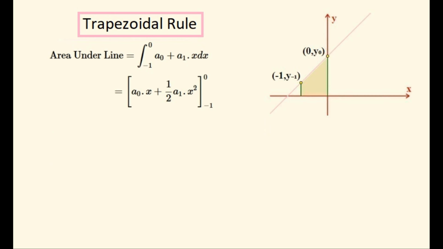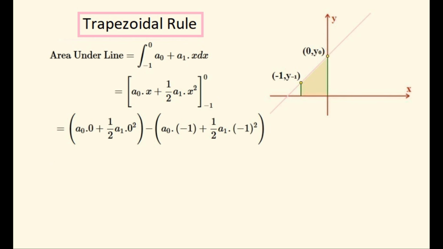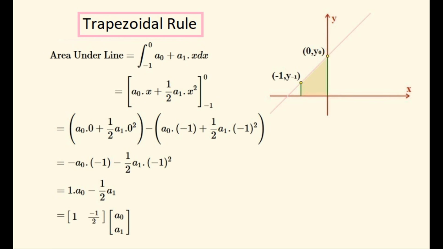And the next step is to calculate the antiderivative. And then the next step is to substitute all of the values in for x. And then we expand and simplify this expression. And then we have this expression in its most simplified form. And then this expression may be rewritten as this vector equation.